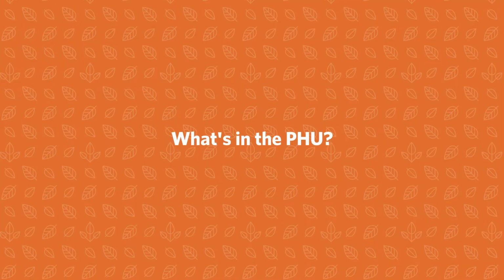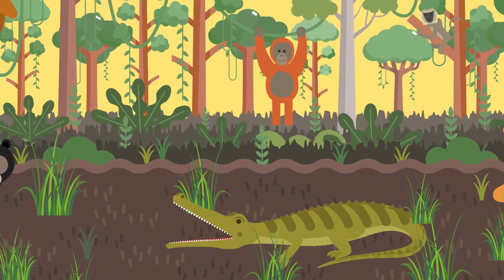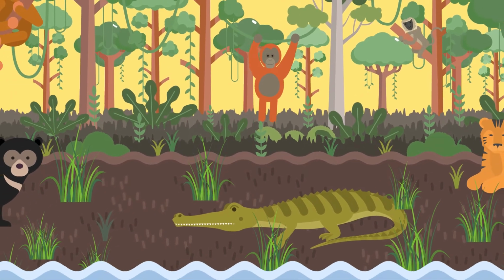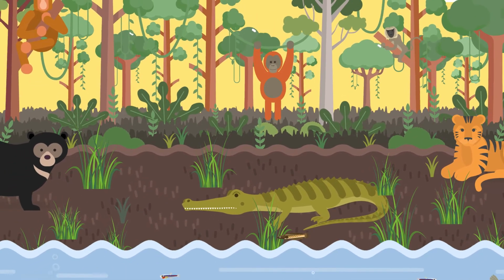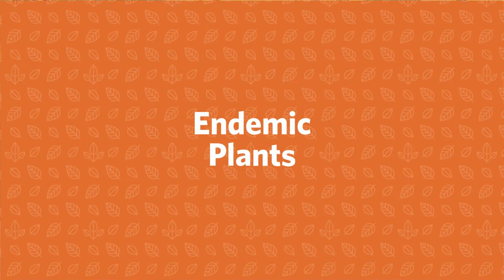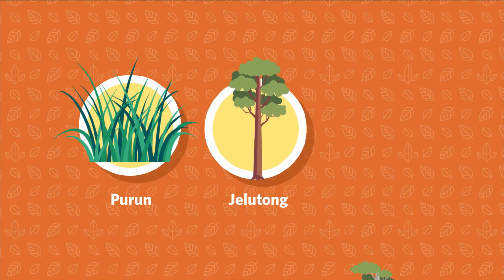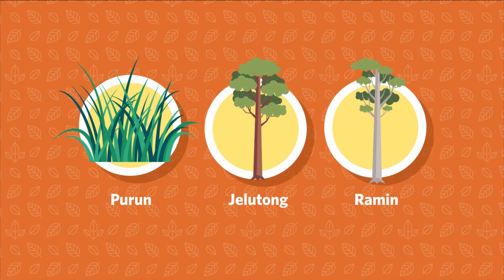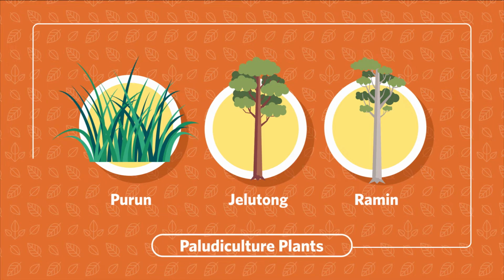What's in the PHU? There are various endemic biodiversities that live in one PHU ecosystem. Endemic means native and can only be found in peatlands. Some of the plants are purin, gelotong, and ramin. These plants are mostly paludiculture types of plants, which can grow on logged soil without draining activities.